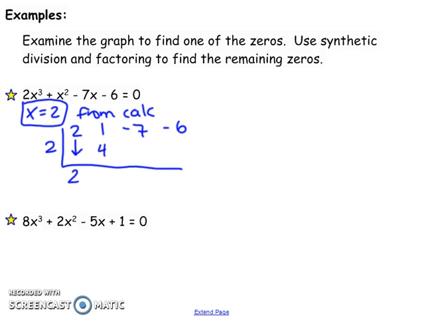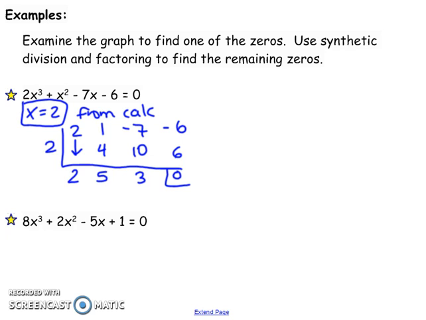2 times 2 is 4. 4 and 1 is 5. 5 times 2 is 10. -7 and 10 is 3. 3 times 2 is 6, and remainder 0. So when we divide with the number from the calculator, we should always have a remainder of 0 since it goes in evenly, since x equals 2 is one of my solutions for this.